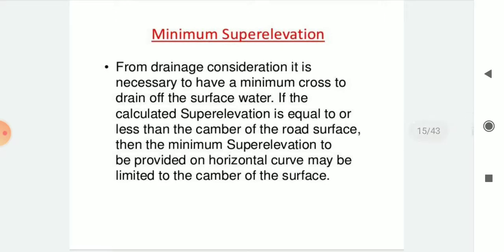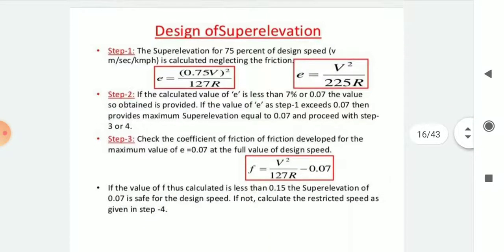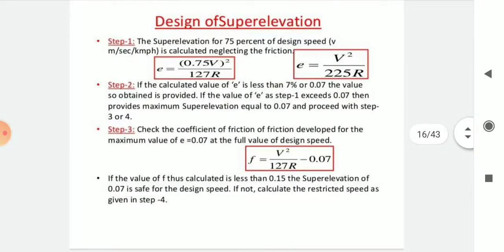From drainage consideration, it is necessary to have a minimum cross slope to drain the surface water. If the calculated super elevation is equal to or less than the camber of the road surface, then the minimum super elevation provided on a horizontal curve may be limited to the camber of the surface. So, how can we design the super elevation?